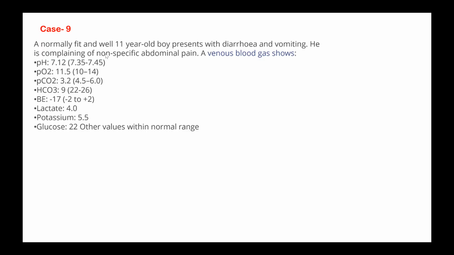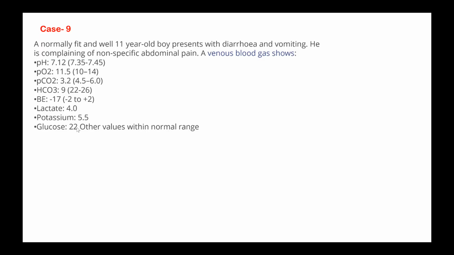A normally fit and well 11-year-old boy presents with diarrhea, vomiting, and non-specific abdominal pain. The venous blood sample shows gross acidosis, potassium normal, PCO2 lower, bicarb grossly reduced, very severe base deficit. Lactate, is it normal or high? Increased, sir, very much increased. Potassium is in the higher normal range. Glucose, is it normal or high? Low, sir.